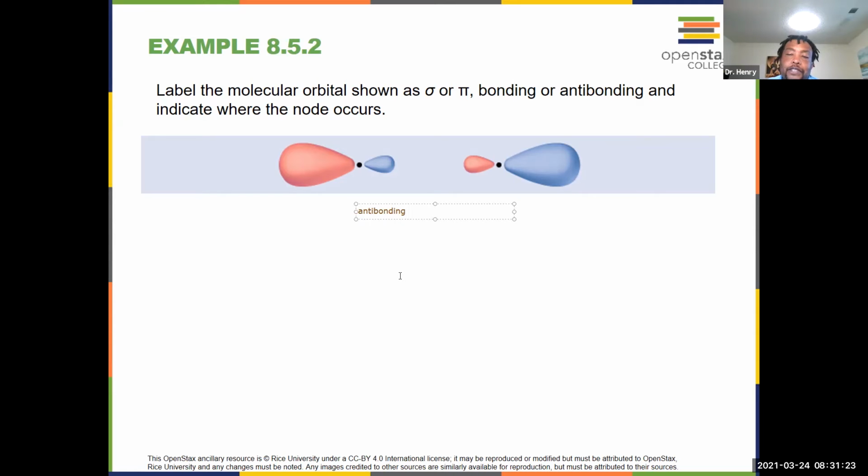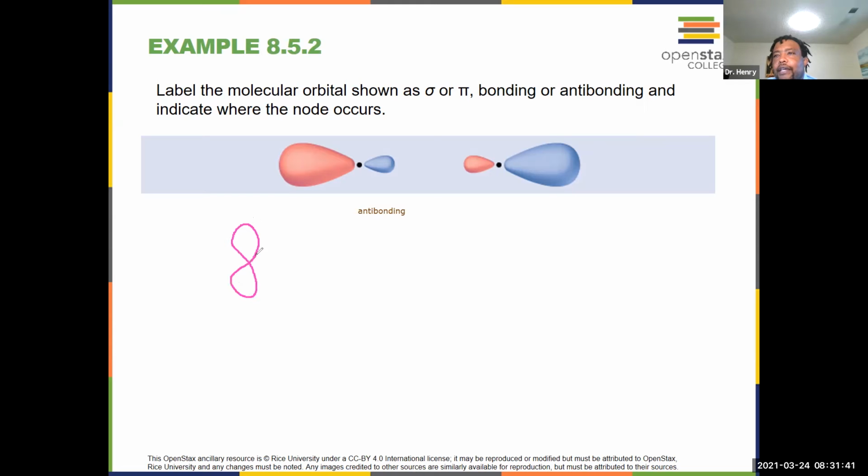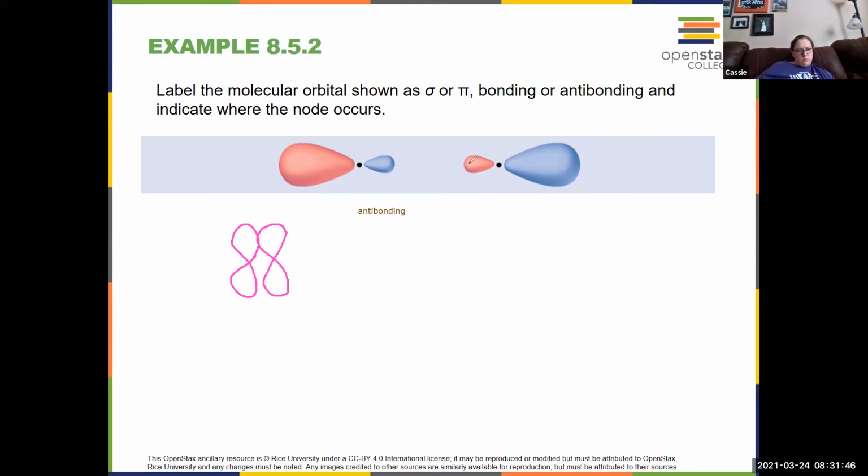I don't know. You think it's pi? Because what do we know about pi? What does pi look like? A pi bond has two different points of overlap, side by side. These guys, if they overlap, would overlap end to end, right? So we know that anytime it's end to end, it's sigma. So this would be a sigma anti-bonding.